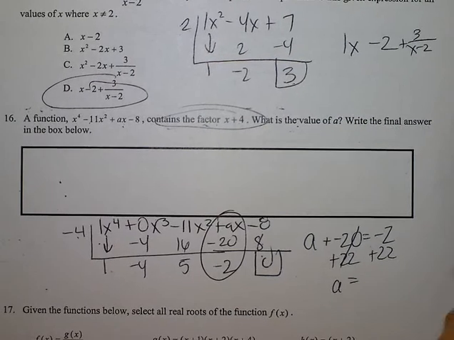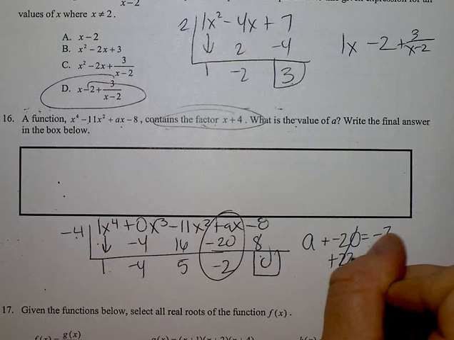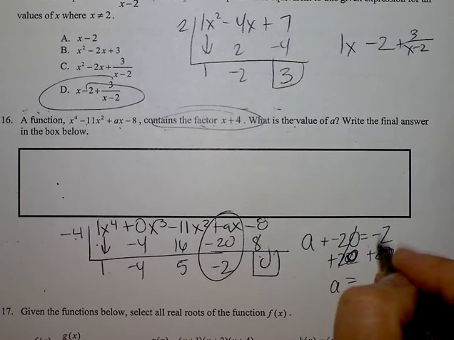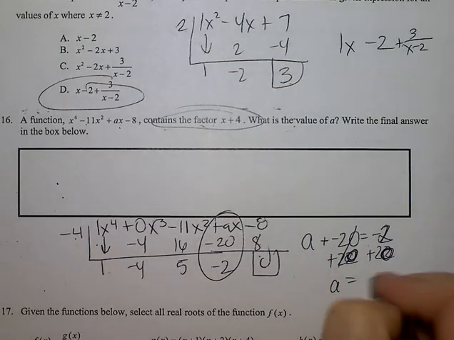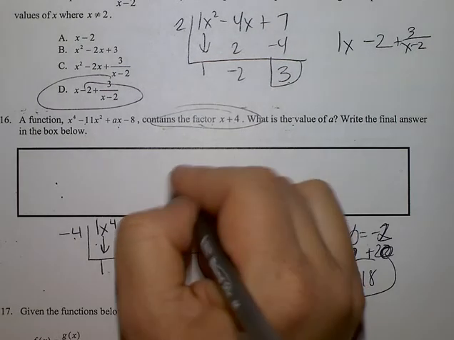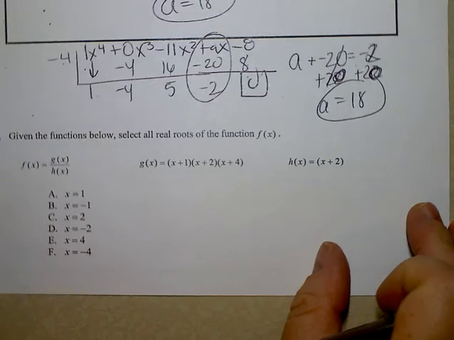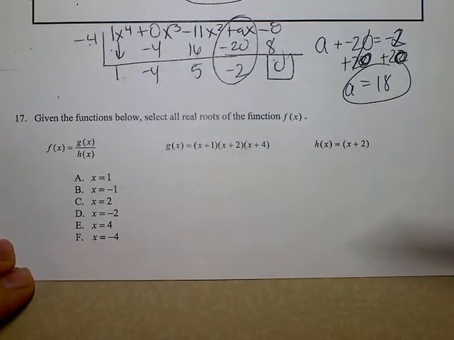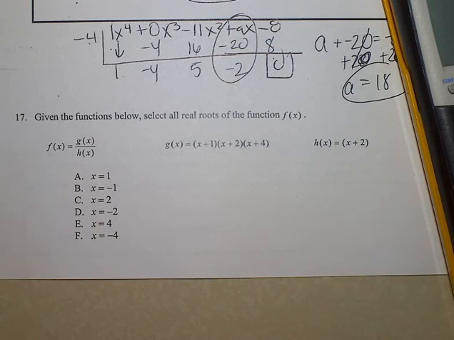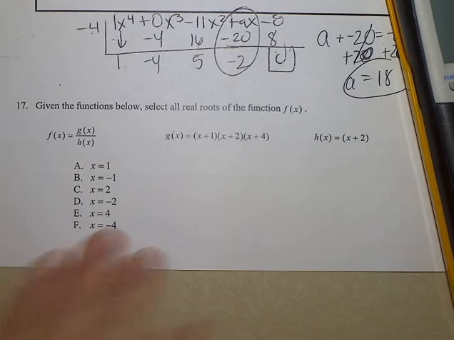Did I write that down right? Nope. How about that? Better? Negative 2 plus 20 is 18. A equals 18. Okay, go down to number 17. Number 17, with help of your partner, this is a 30-second problem. Read the question and begin.